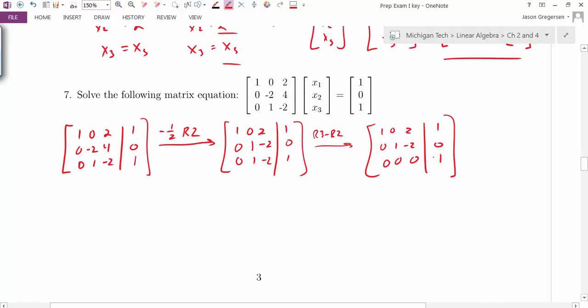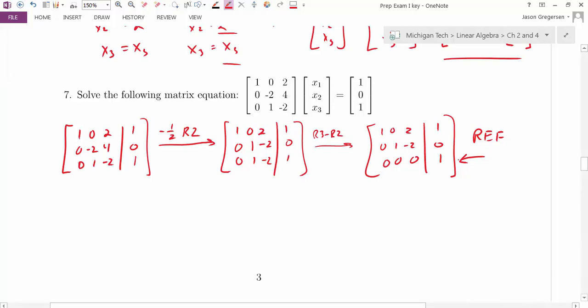Now at this point, I am in row echelon form. And once I get to that form, I should take a look at my augmented system here, because at row echelon form, I can determine if there are solutions, and if so, how many solutions there are. In this case, I can see by this last row, there is a pivot position in the far right column of my augmented matrix, which tells me there are no solutions.